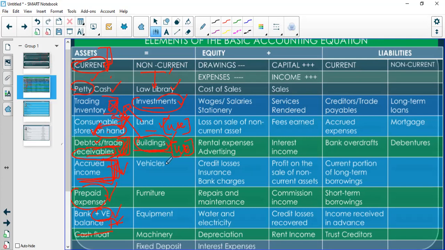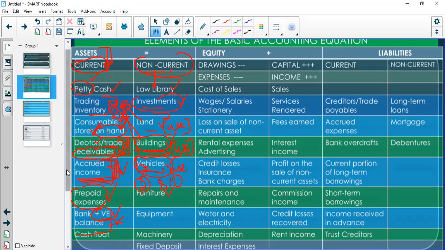Whereas if we want to use them as our offices, as our warehouses, they're going to be called buildings. The same applies to vehicles. If we are in a business of selling vehicles and we buy these vehicles specifically for sale, they're going to be trading inventory. But those which we buy for use, even though we are a motor car dealer, are going to be vehicles under non-current assets. So let's say we buy 10 vehicles, 2 for use. Those 2 are going to be vehicles under non-current assets, and the other 8 are going to be trading inventory under current assets.